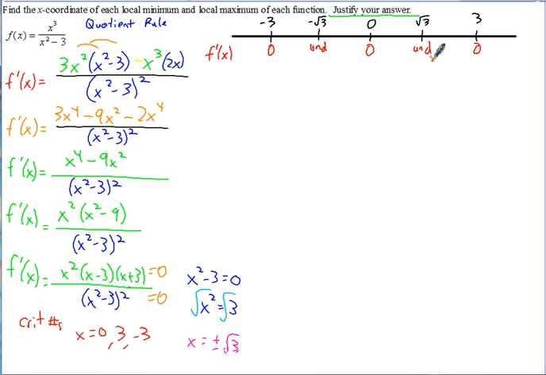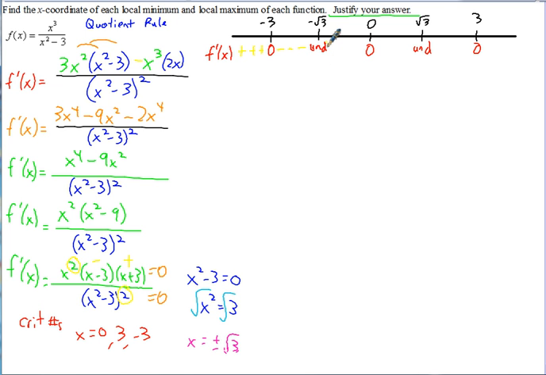So now we just have to test between them. Let's see if we can find any shortcuts before we start testing. Well, notice we've got a squared here, so that's going to be positive, and a squared there. So the only thing we have to test is really the x minus 3 and the x plus 3. So if we test negative 4, negative 4 makes this factor negative. Negative 4 plus 3, also negative. Negative times a negative is positive. Between negative 3 and negative square root of 3, the easiest thing to test there would be negative 2. Negative 2 minus 3 is negative. Negative 2 plus 3 is positive. Negative times a positive, negative.